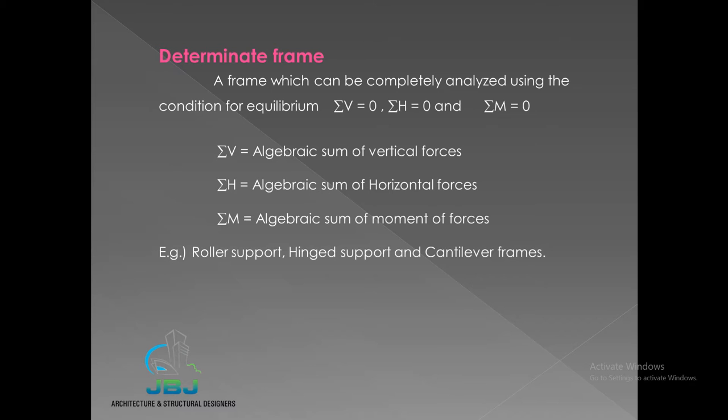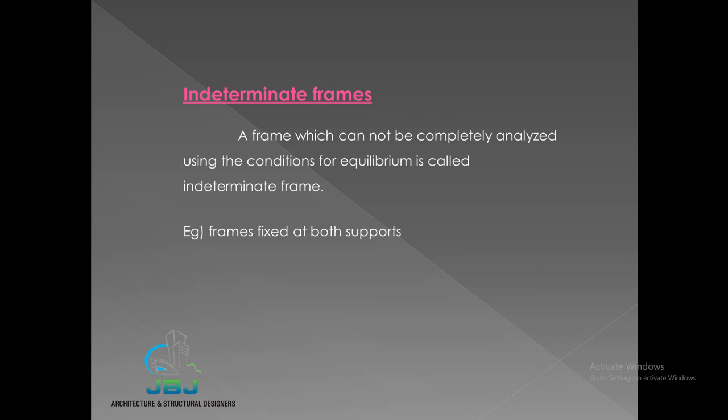So we can easily say what the difference is between a determinate frame and an indeterminate frame. An indeterminate frame does not satisfy those conditions. If it does not satisfy the three conditions, summation of vertical force equal to 0, summation of horizontal force equal to 0, and summation of moment equal to 0, that kind of truss is called an indeterminate frame. An example is a frame fixed at both supports, called a fixed support frame. This kind of frame is called an indeterminate frame.